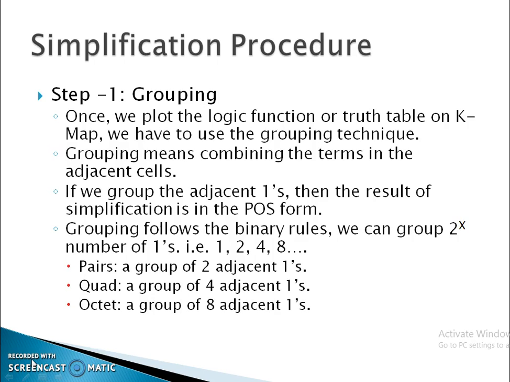We have to make the group of adjacent ones that we entered in our K-map. We can make the grouping in the binary rule, that is, the number of ones will be 2 to the power x. Then we will make the group of that number of ones. Means we can make the group of 1, 2, 4 and 8 and so on, number of ones that are adjacent to each other. How we will see the adjacent?